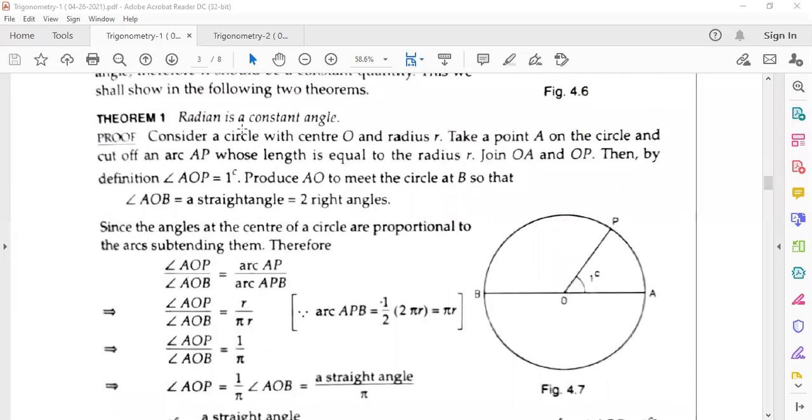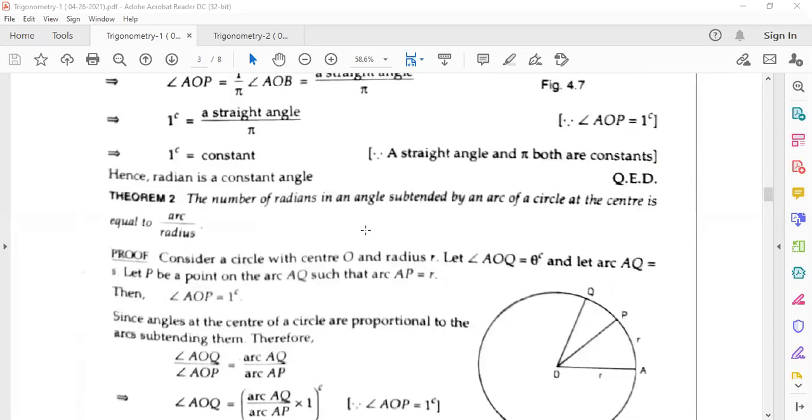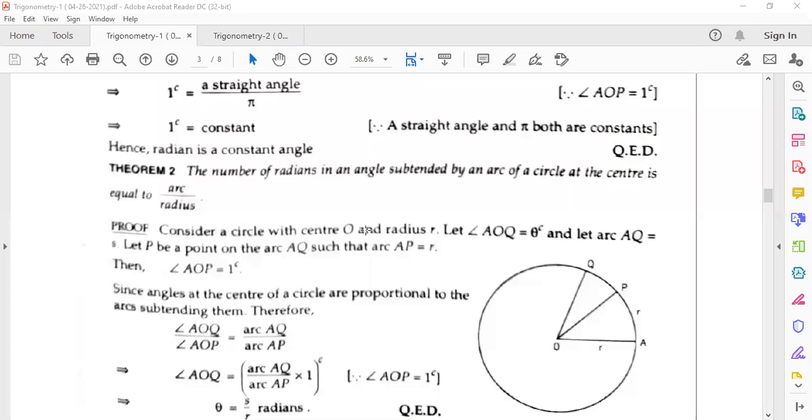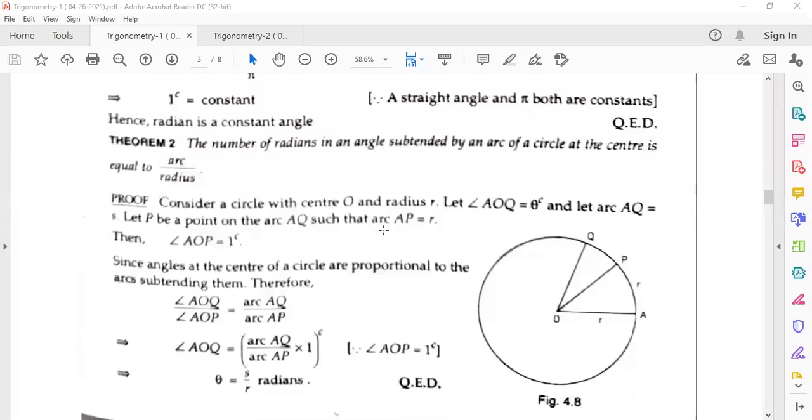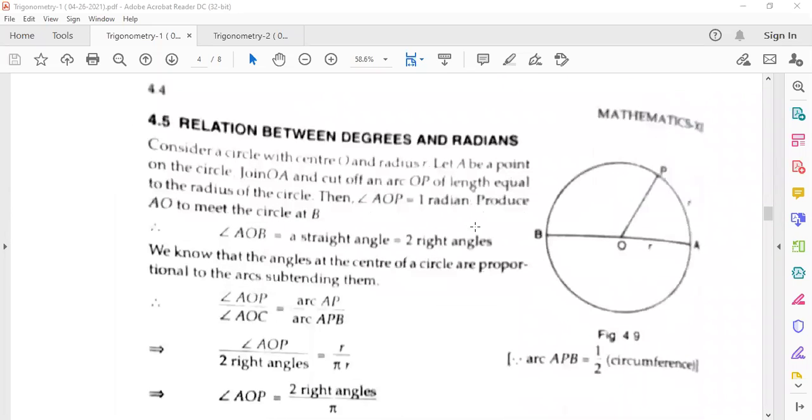Now there is a theorem given: radian is a constant angle. And the number of radians in an angle subtended by an arc of a circle at the center is equal to arc by radius. Already you have said that, so we don't need the proof. We are going to the relation between degree and radian. We are very much interested in this relation between degree and radians, right?